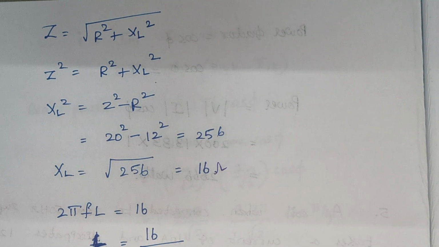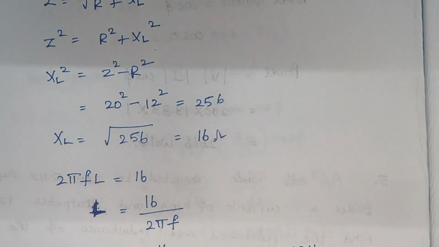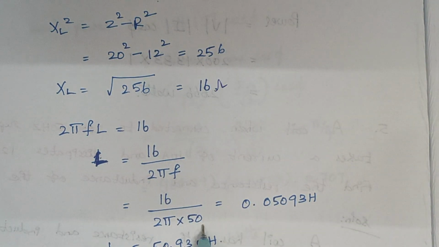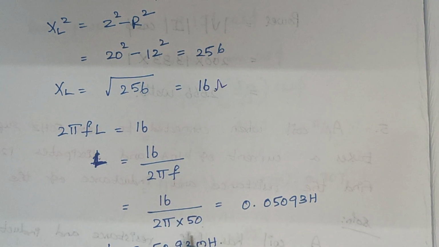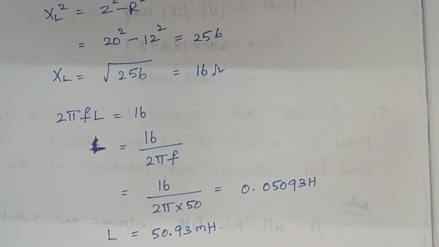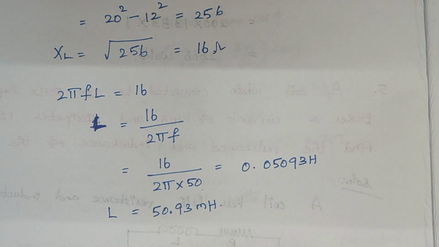But we need L. Therefore, XL is nothing but 2 pi FL. So L is 16 divided by 2 pi F. What is the value of F? It is 50. Just substitute the values and the answer is 0.0509 Henry, or you can write it as 50.93 millihenry.